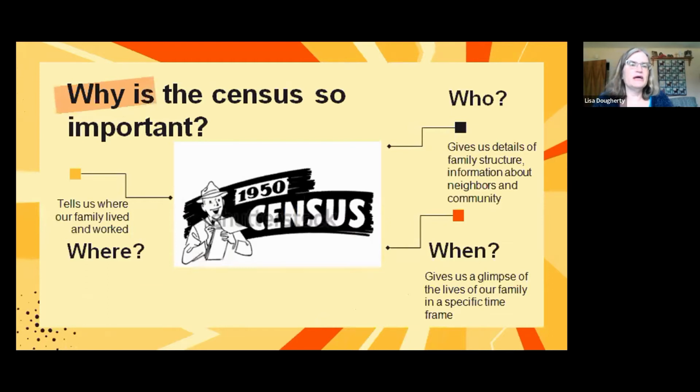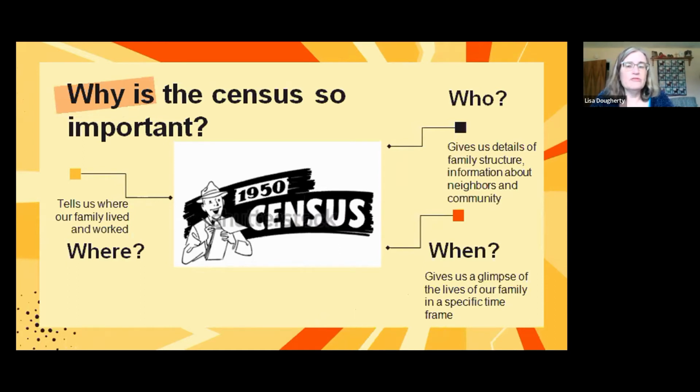So why do we care about the census? Why is this so important, and why is this such a big deal for genealogists? Well, the census can answer a few of the basic questions that we have when we start doing our family history, and some of those might be where, who, and when.